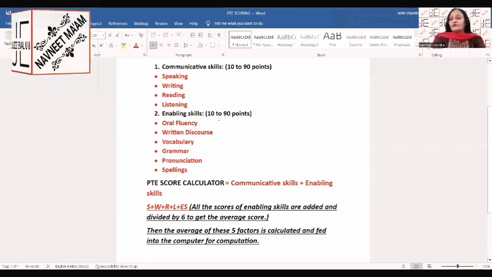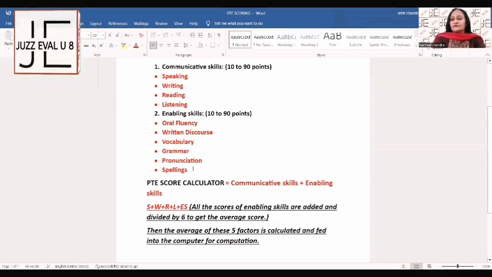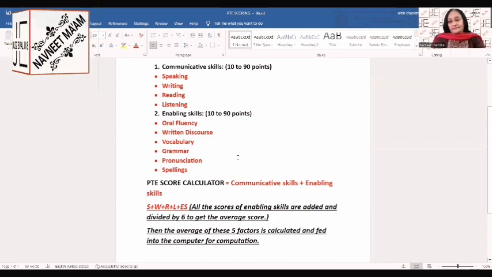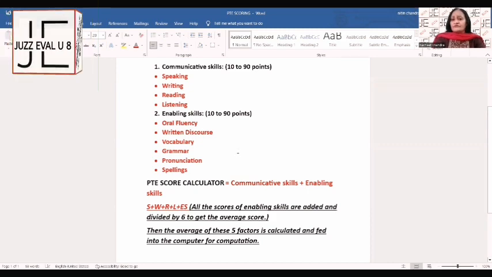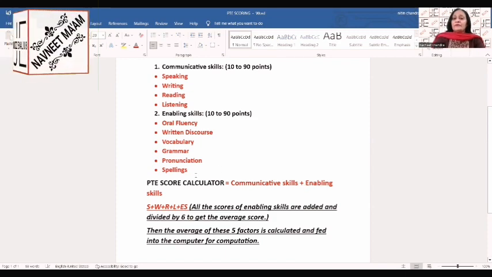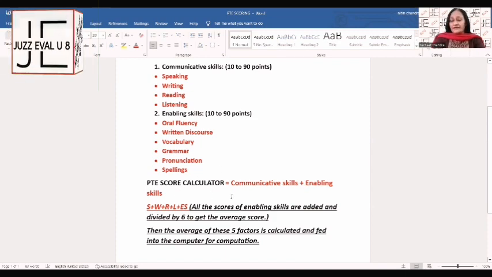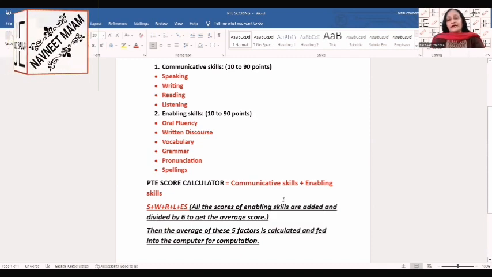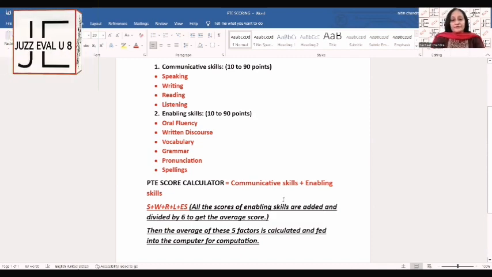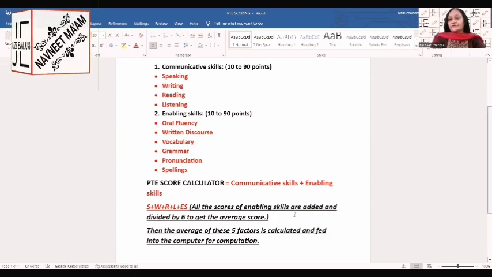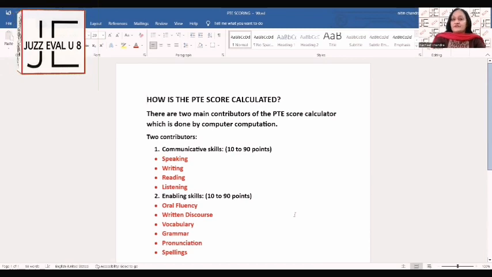Now, to get a score for enabling skills, you need to add the score of all these, and it is then divided by 6. So you get your average score of enabling skills, and then communicative skills and enabling skills scores are added up and then fed into the computer. And according to the calculations by the computer, you get your score. So this is how you're scored in PTE.